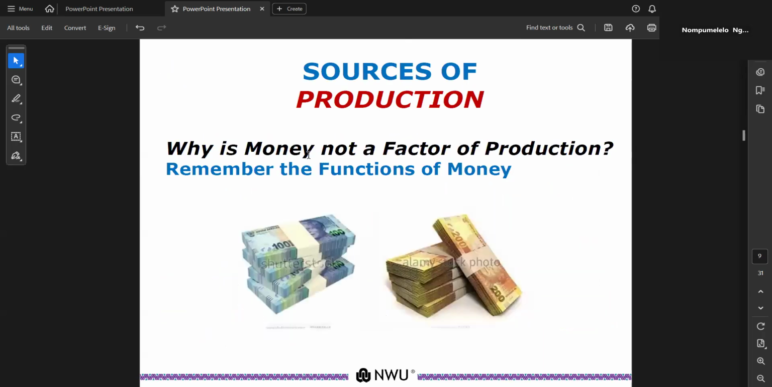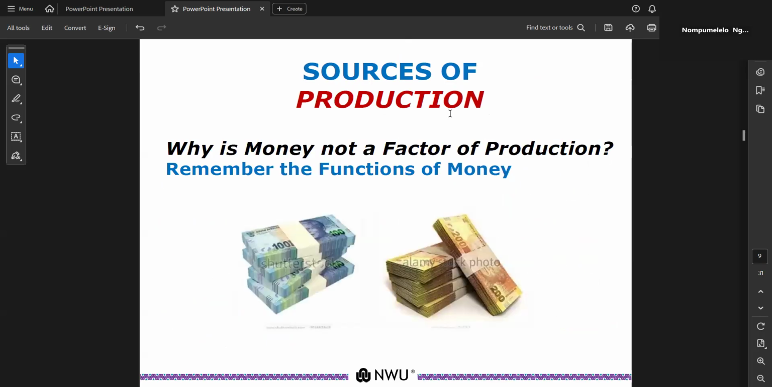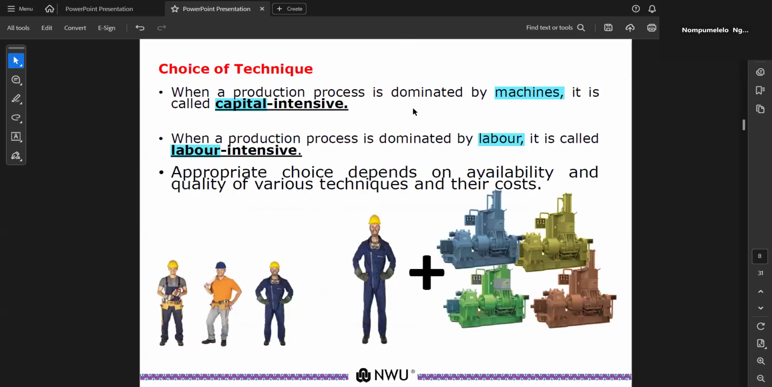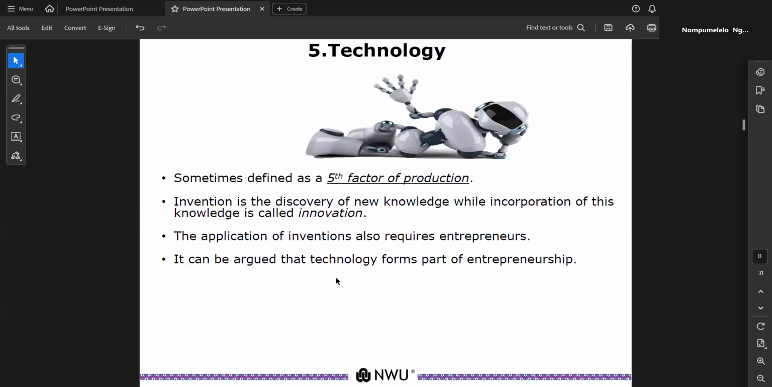And then sources of production now. Why is money not a factor of production? We did answer this: because money is mainly a means of payment. Sources of production are the factors of production, and we said it's land, labor, capital, and entrepreneurship. And then there were sources of income, where these factors of production are remunerated. Land is rent, labor is wage and salary, capital is interest, and entrepreneurship is profits.